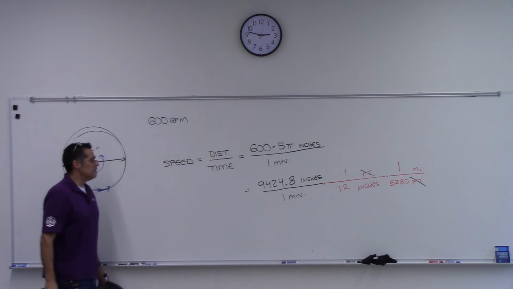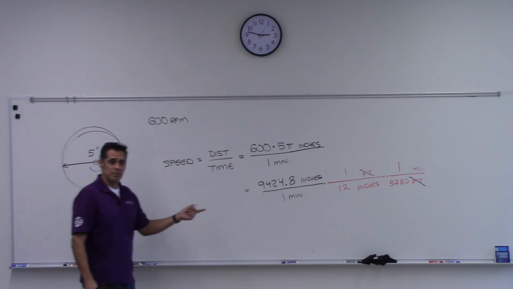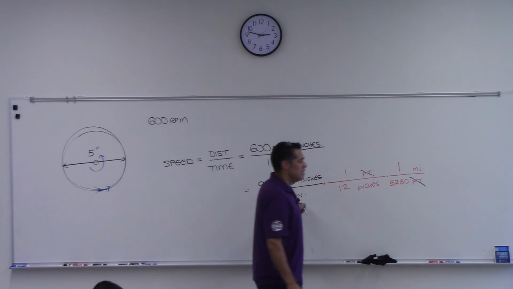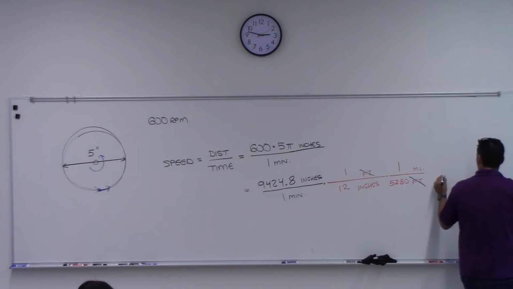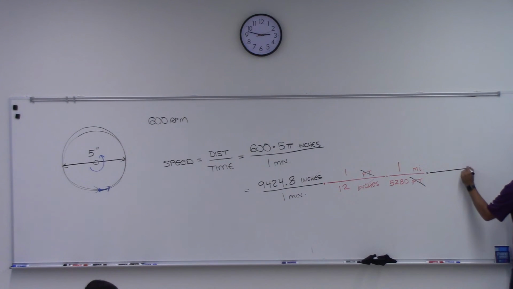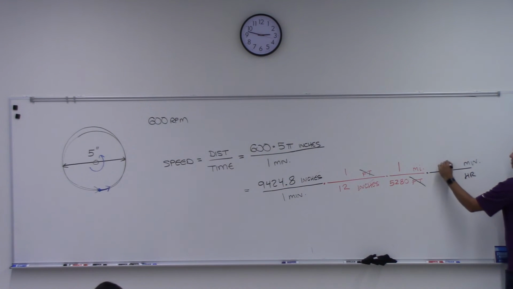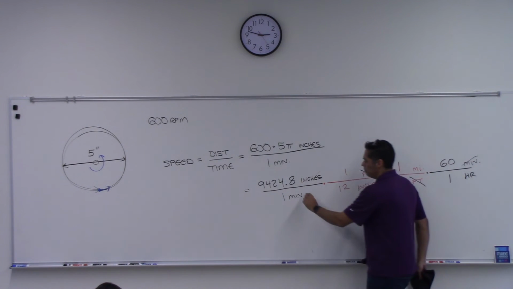The only thing left to do is get from minutes to hours. So I have minutes here, right? I'm going to multiply over here by minutes on top, because I want the minutes on the bottom to cancel, and hours on the bottom. And I know that there are 60 minutes in 1 hour. And that should get my minutes to cancel.